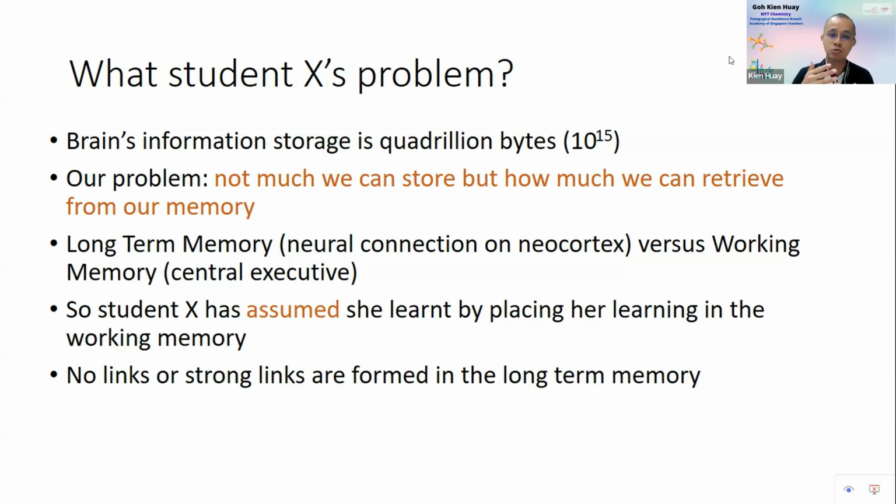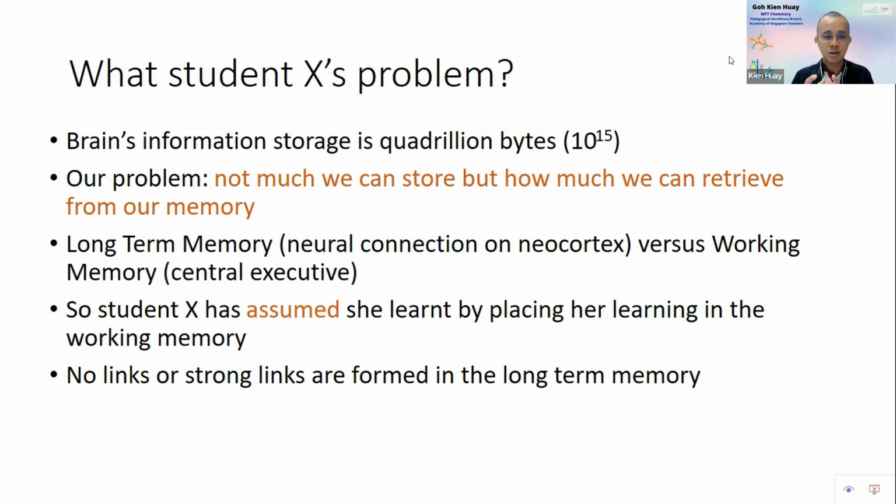So student X probably assumed that she had learned by placing her learning in the working memory, because many of our students just flip through the notes. Yeah. So it could be a case of no strong links being formed in the long-term memory, and what we call the illusion of competency. And very often, we as adults also feel that way. We look at something and think that we can learn it, until we are tested or put in a situation where we need to apply it. Then we realize, hey, I don't quite recall the learning. In fact, today, if I asked you to do a quick recall of whatever I just shared with you, some of you may struggle quite a fair bit, okay?